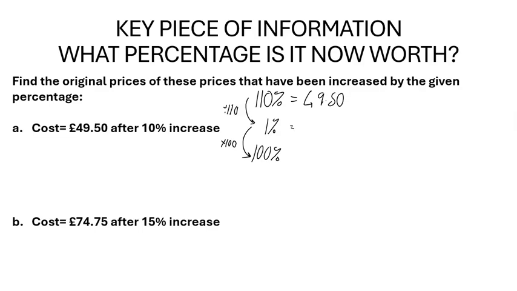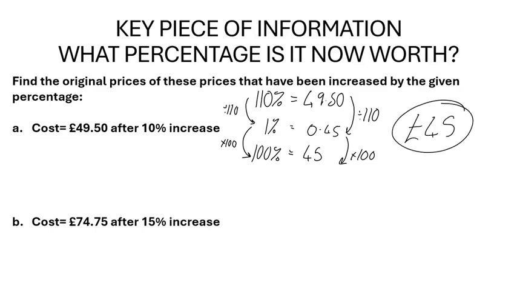So what I then need to do is treat it again like algebra, as I mentioned. I'm going to do the exact same here, so I'm going to divide by 110, and then multiply it by 100 to get to my original. So if I divide it by 110, I get 0.45, and I'm then going to times that by 100, and I'll get £45. So there you go, the original in this case is £45.